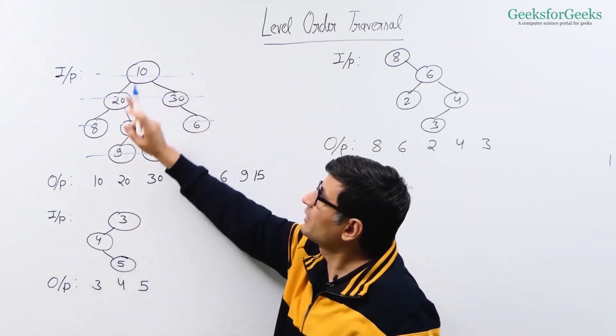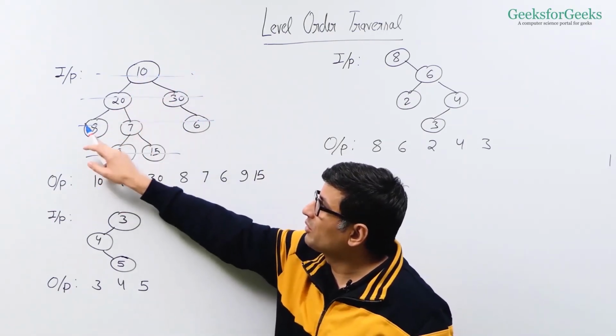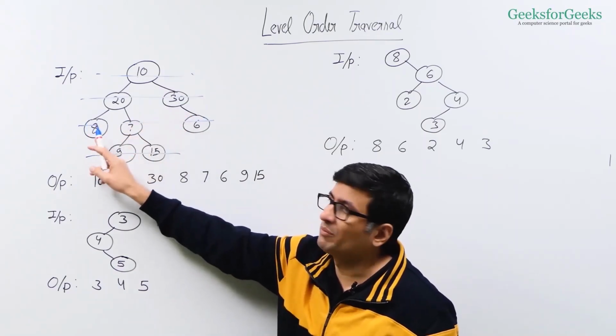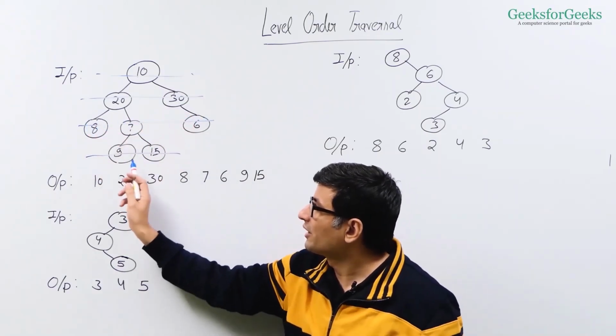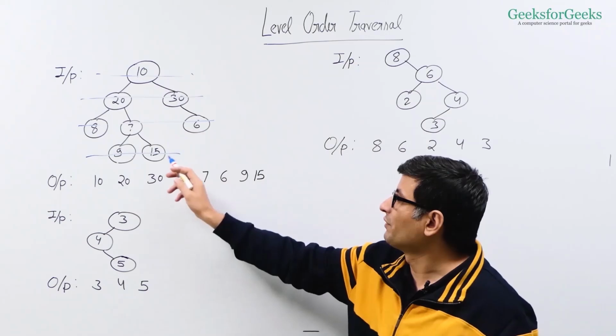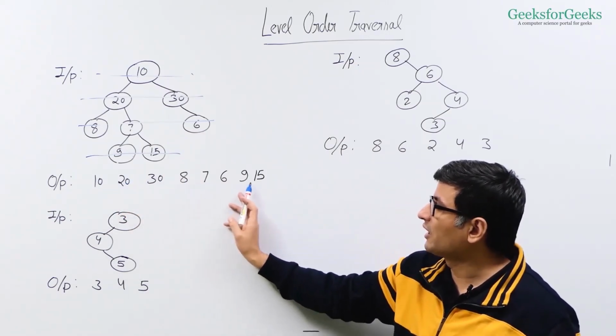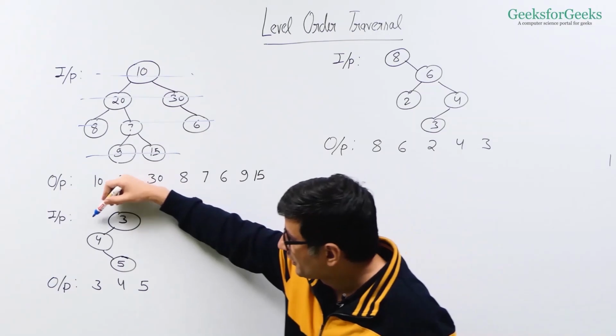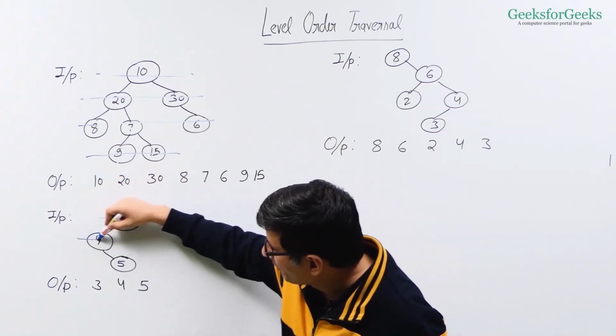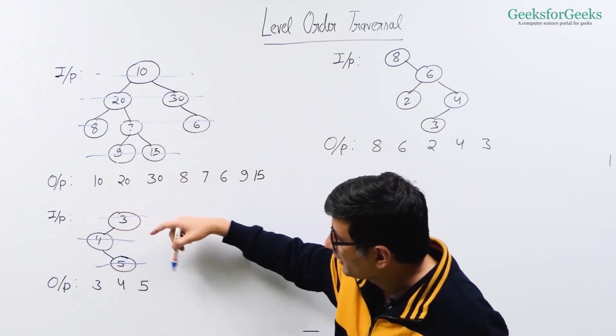So you print 10 first, then you print 20, 30, then you print 8, 7, 6 in the same order from left to right. Then you print 9, 5, 9, 15. So output is 10, 20, 30, 8, 7, 6, 9, 15. For this tree, there are 3 lines. You will print the top line nodes first, then second line, then third line.